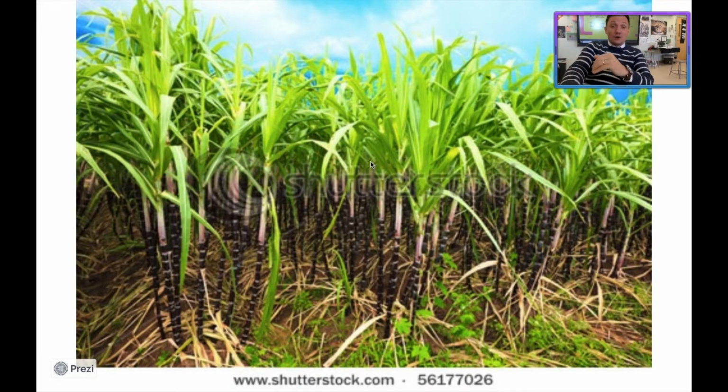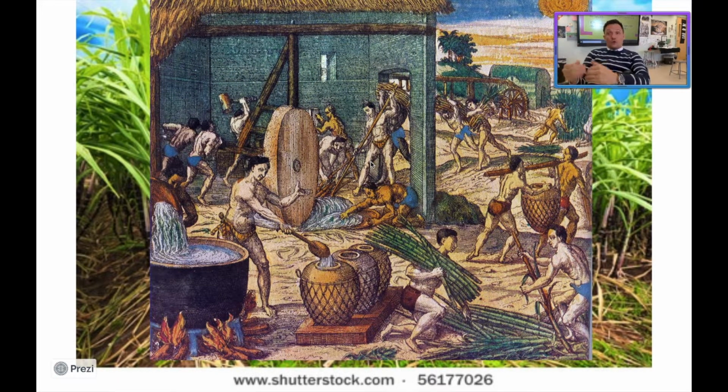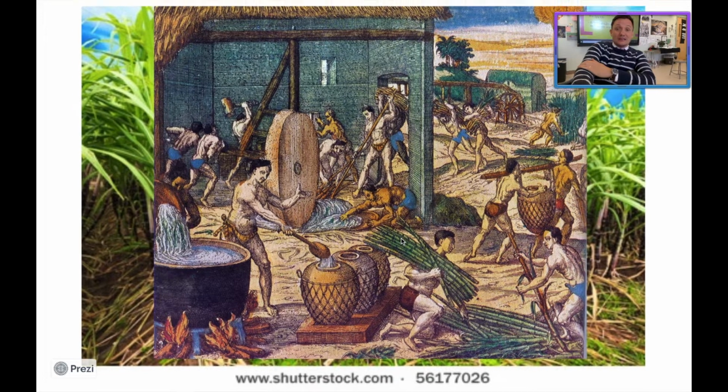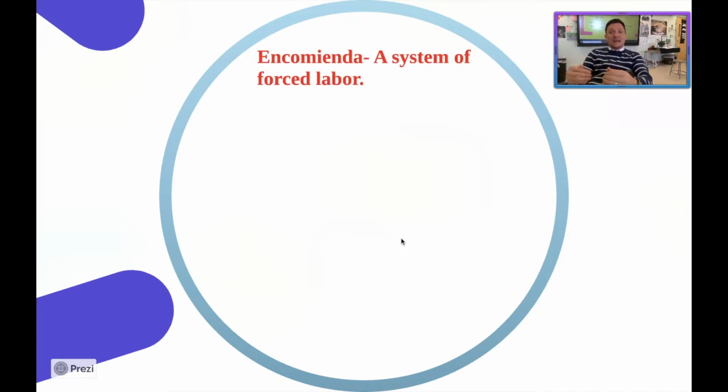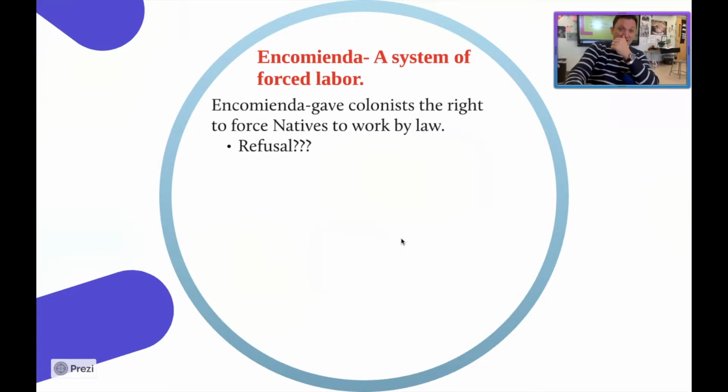Now looking at it though, it requires a huge workforce to harvest it, grow it, and then literally process it, right? So what this is, as you can see, these are all natives. Natives holding the sugar cane, natives cooking the sugar cane down into molasses and putting it into different jugs. And so how did the Spanish force the natives to actually do all this work? Well, they did it by enforcing a system known as the Encomienda, right? Encomienda is a system of forced labor that the Spanish were forcing onto the natives and making them actually do the work for them, right?